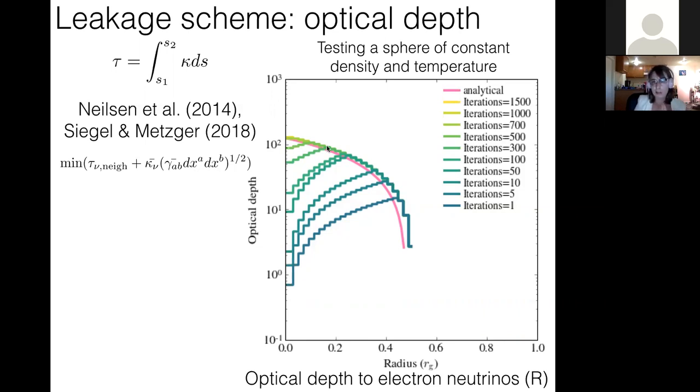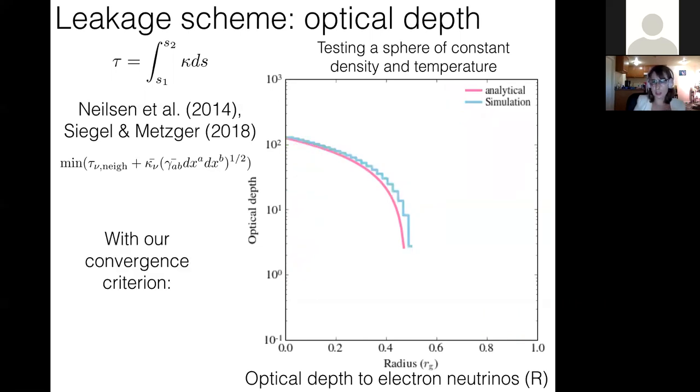So we need a convergence criterion. We need to make lots of iterations and then have a convergence criterion as to when we stop doing the iterations. And we have a convergence criterion, and with that, this is what we get. So this is the simulation, and this is the analytical curve. So we do a pretty good job of getting the optical depth.